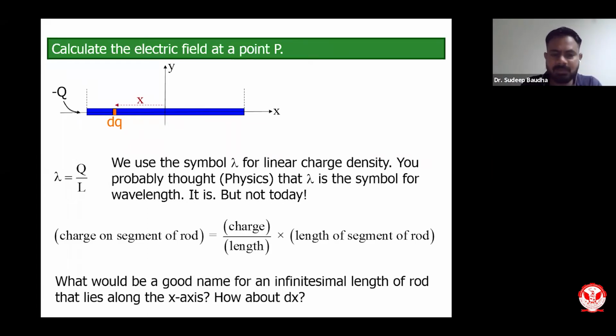So the charge on a segment of the rod. Now we know the charge density on the rod is lambda. The charge on that small segment will be charge upon length times the length of the segment of the rod.